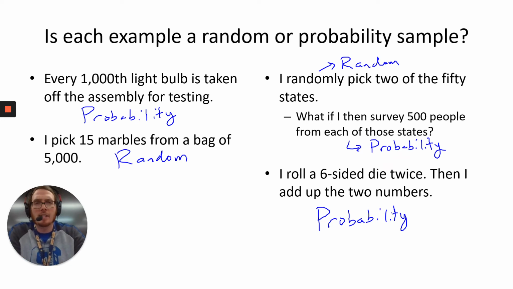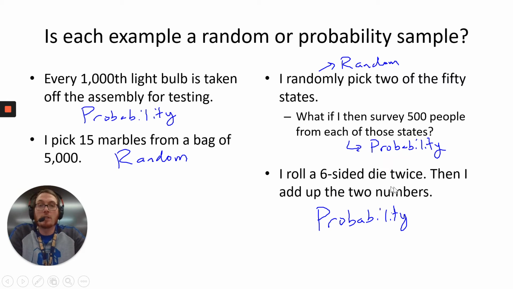Picking 2 of the 50 states would be a random sample. However, if you survey people from each of those states, it's probability because each state has a different population. So our likelihood of being chosen in Indiana would be different than our neighboring states, or any state in the United States, because of how many people live in that particular state.